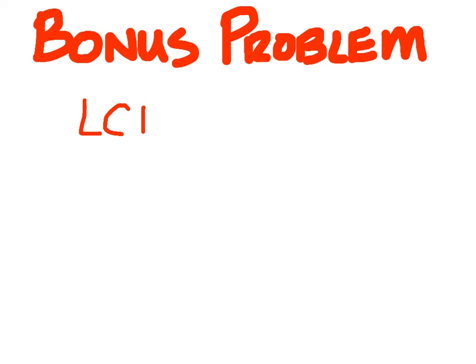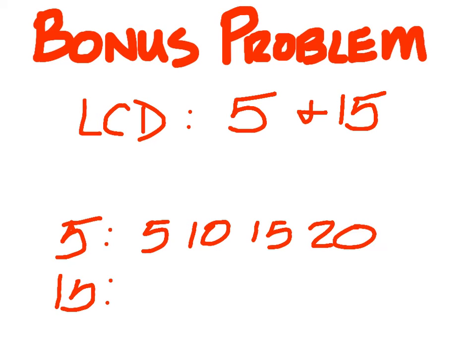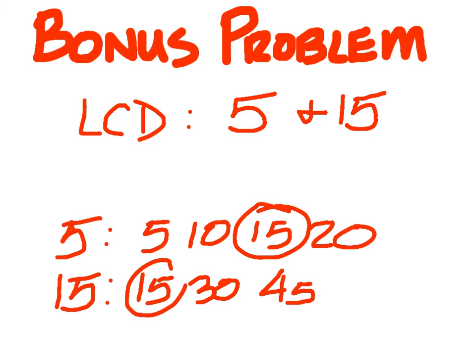What is the least common denominator between 5 and 15? The least common multiple between 5 and 15, we have 5, 10, 15, 20, and so on. For 15, it's 15, 30, 45. 15 is the lowest number that shows up.